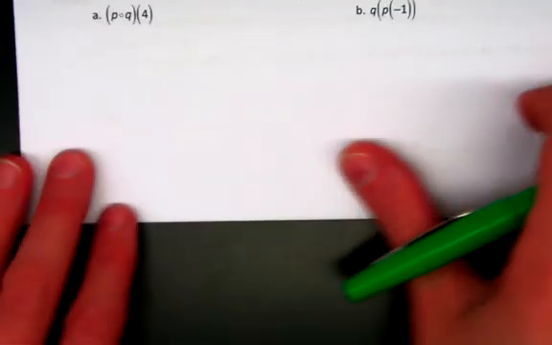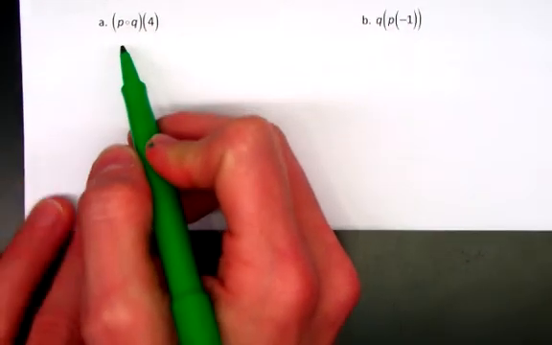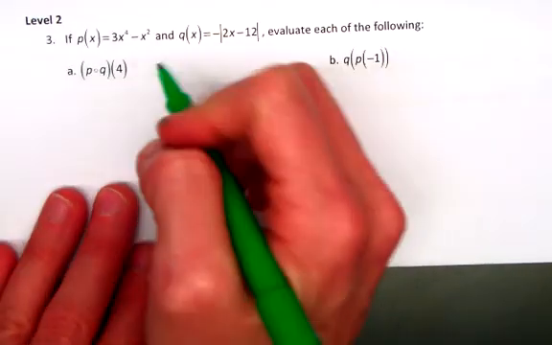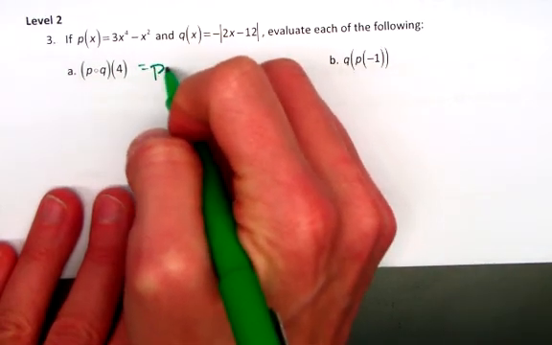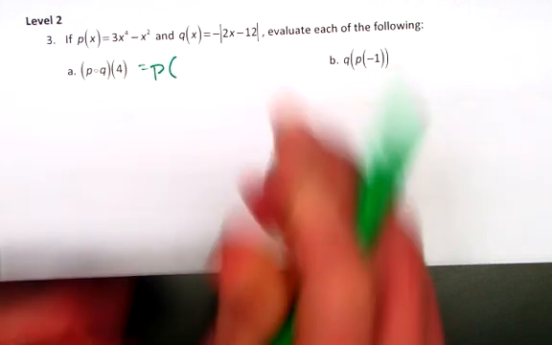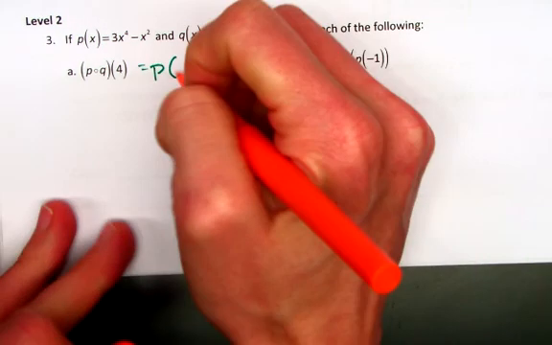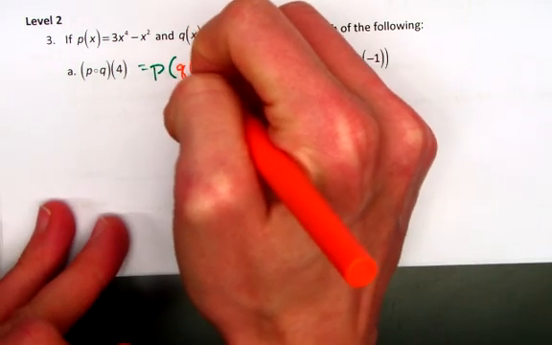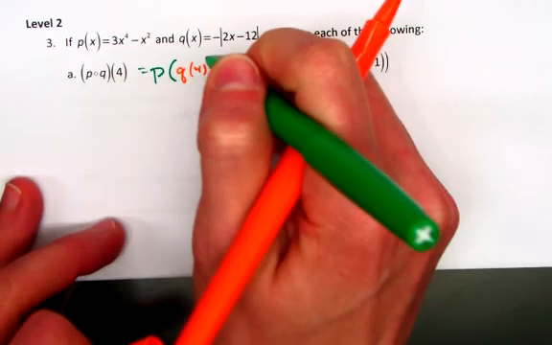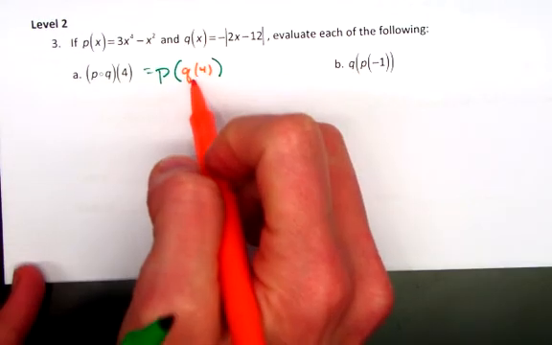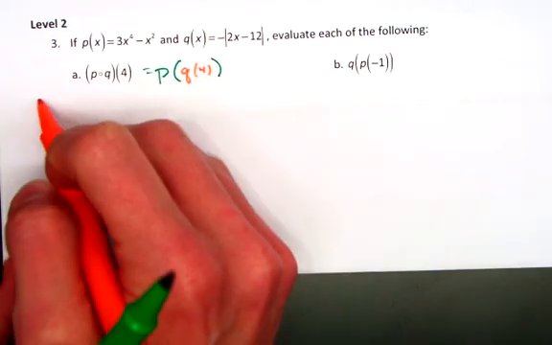All right, number 3. These are composites, so this P of Q of 4 is the same as saying P composite Q of 4, which is really P of Q of 4.